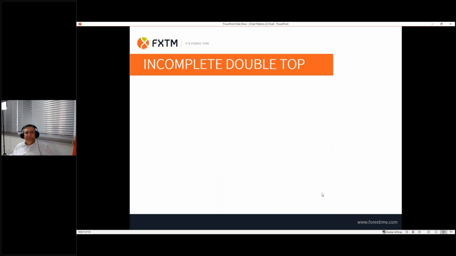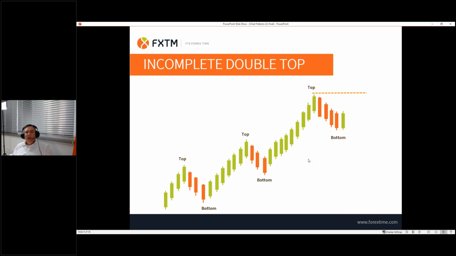Incomplete double top. Of course, the prerequisite for any reversal is the presence of a trend, and in this case is the presence of an uptrend. Yes, we identify two tops, but the double top formation is not there yet. What is needed is that prices fall below the last bottom.